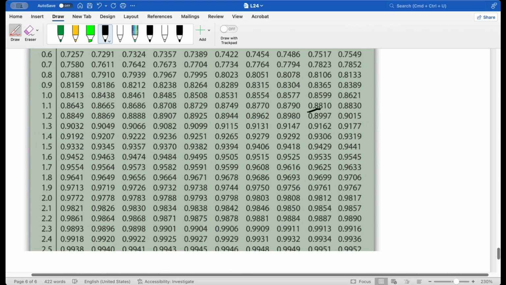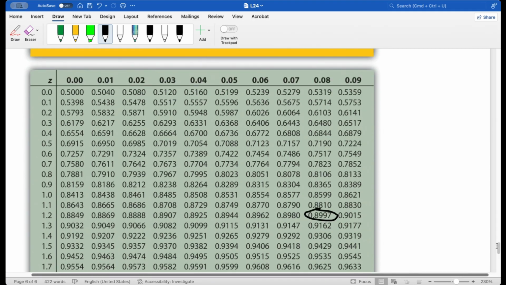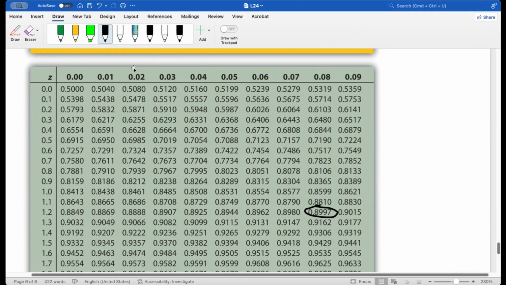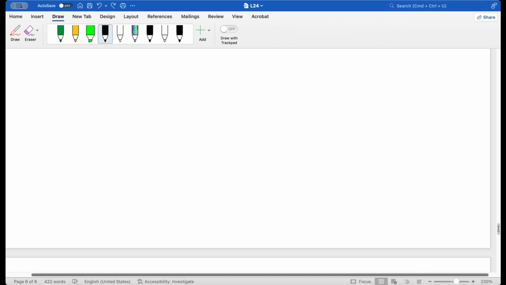So .8997 is the closest one. That's coming from row 1.2 and from column .08, so 1.28 is the approximate z-score here.